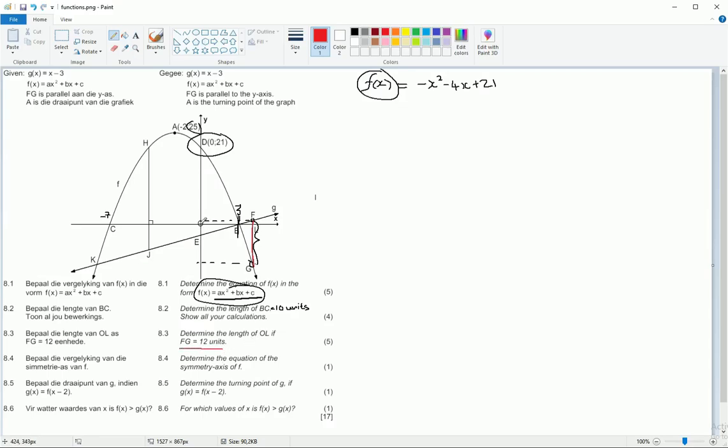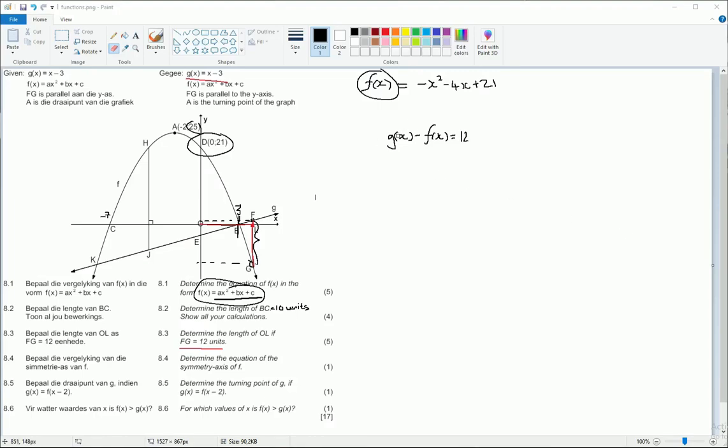Okay, we need to find this length, so we just need to find the x value, because if you have the x value, then you'll have the length of OL. But they're telling us that FG, which is the distance between the two graphs, is 12 units. So let's go take the straight line, which is g of x, and we are going to subtract it from the parabola, which is f of x. And in this question, they are telling us that the difference between these two at this point is 12 units. So I can go and say this is 12. Okay, so we are subtracting the two equations and we end up with a 12.